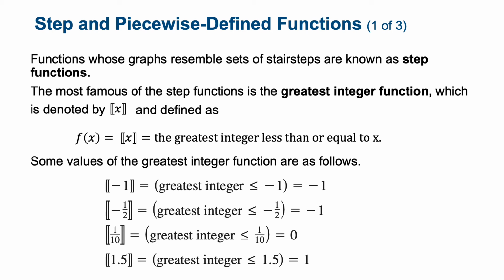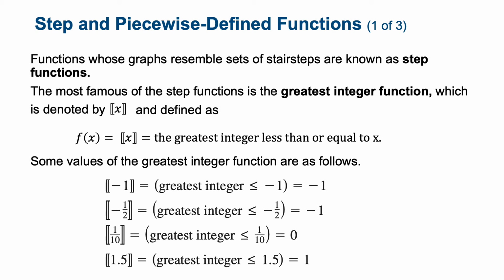Okay? Then let's consider a positive 1/10. The greatest integer that's less than or equal to 1/10 would be 0, right? Because it goes 0 and then 1/10 and then 1 would be here. So let's think of another one. So 1.5, what would be the greatest integer less than or equal to 1.5? Well, in this case, it would be 1.